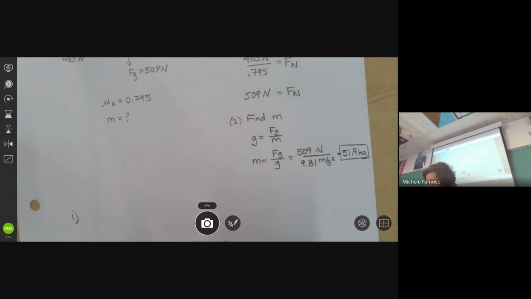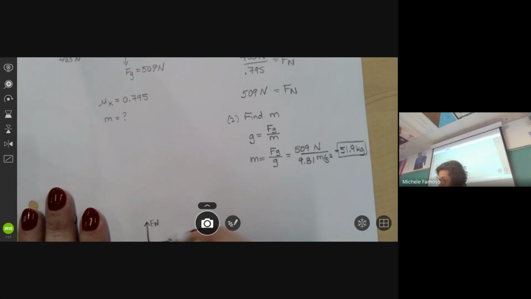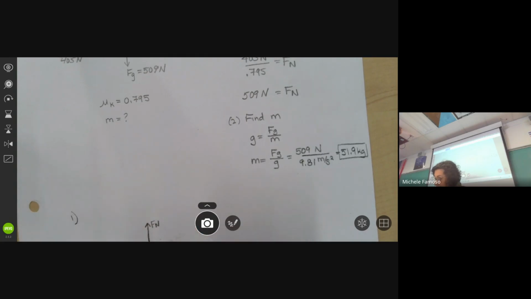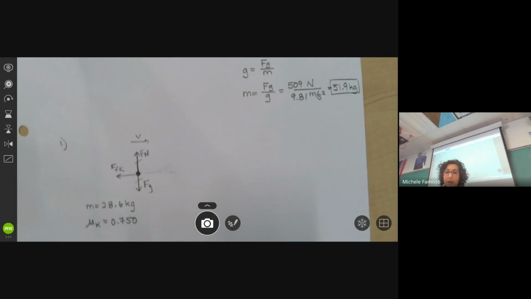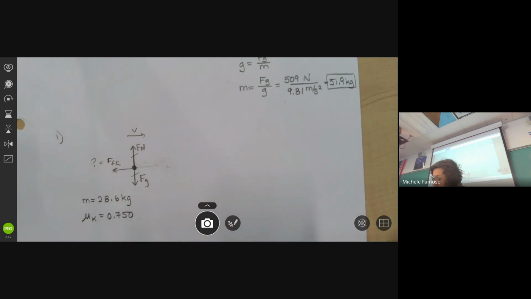So what's acting on the crate would be its weight, its normal force. Does it say constant velocity? It does not, so I do not know if it is accelerating or not, but it doesn't matter. Let's say the crate is moving this way, so the force of kinetic friction would be acting to the left. I'm asking you to find that force of kinetic friction.